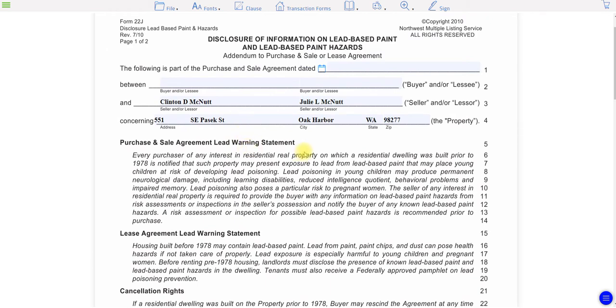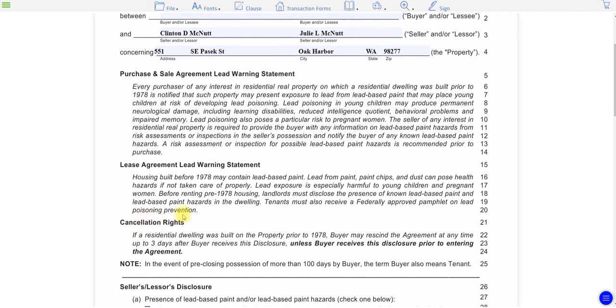What it is saying is that properties built prior to 1978, there is a potential that lead-based paint could be in the property. So obviously we won't see one of these disclosures for a property built after 1978. And there is a pamphlet that all buyers receive that lets them know what some of the dangers of lead-based paint are. If this particular property has a lease agreement, like an early occupancy lease agreement, then this little piece here would apply, but it's not typically the case.